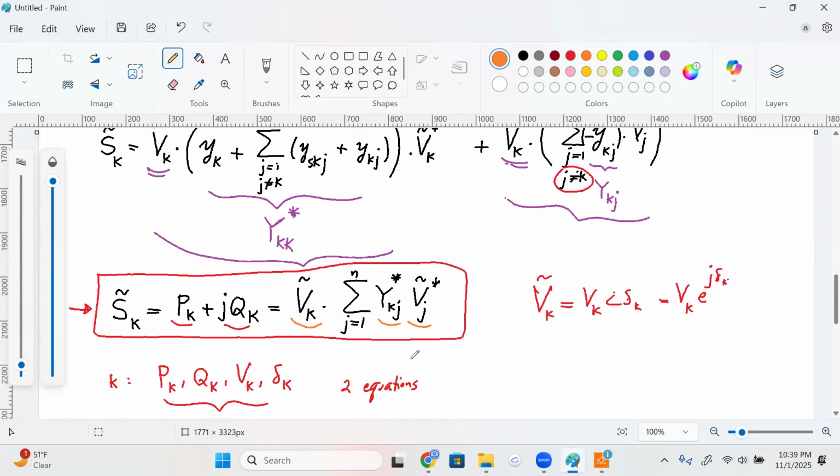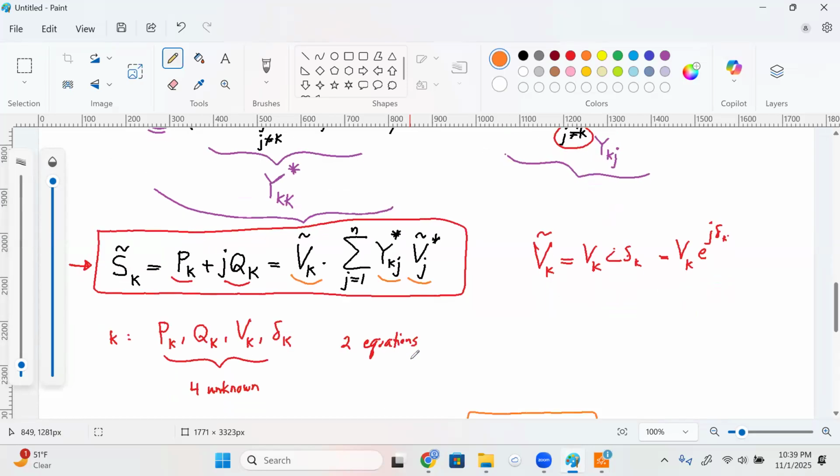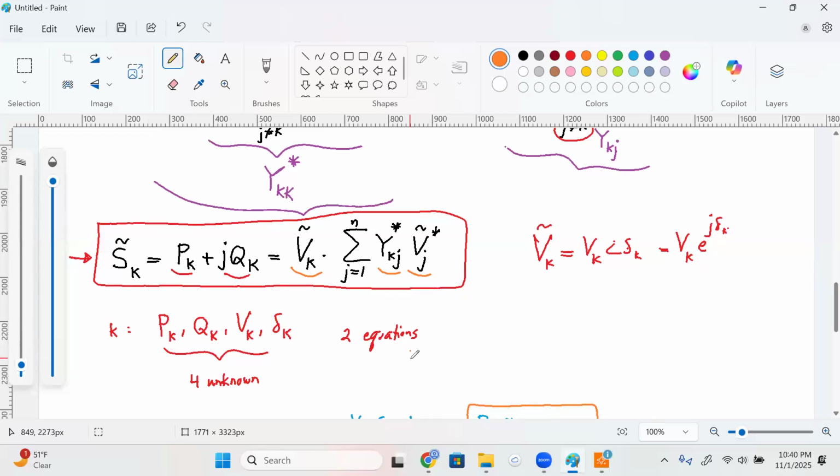And lastly, we remember that for every node, we have four unknowns, four variables, which are the active power, reactive power, voltage magnitude, and phase angle, but only two equations. In order for us to be able to solve the system of all these equations across the system, we have to have the same number of equations as unknowns, which means for different buses, we have to assume two of these values out of the four variables are known, given to us.